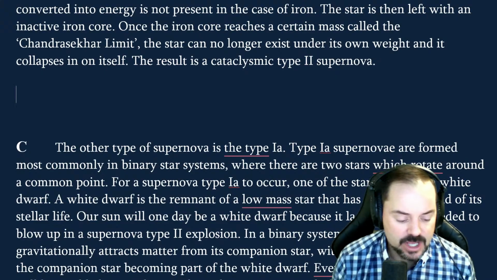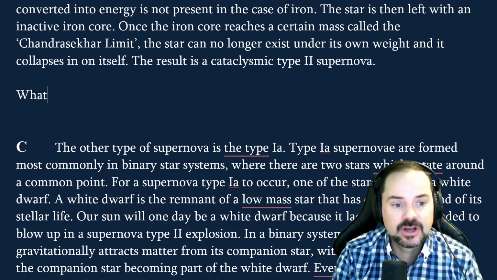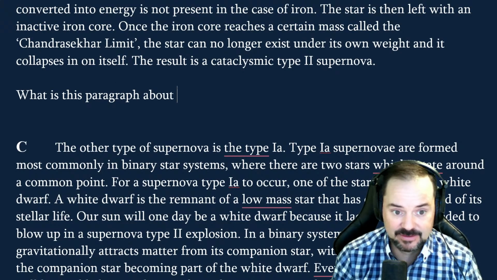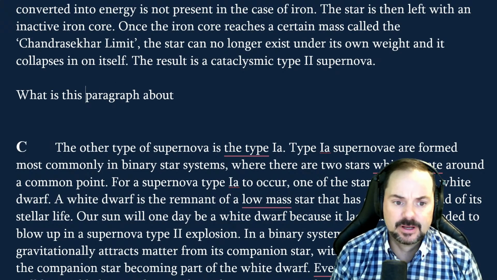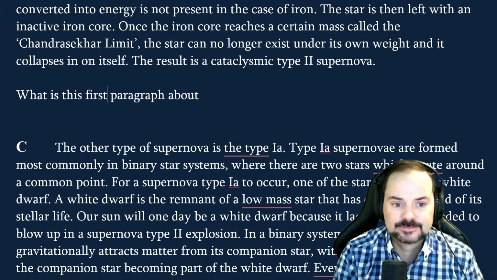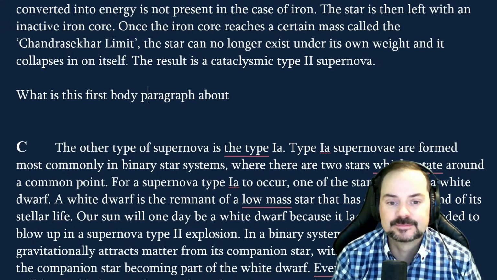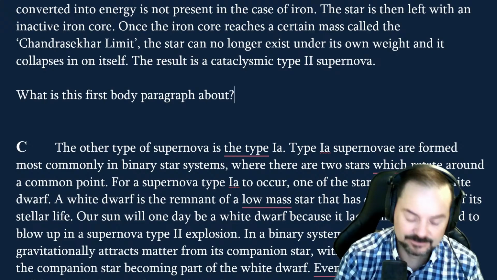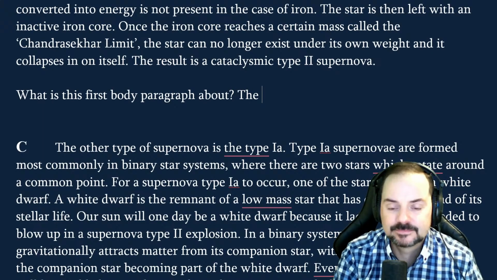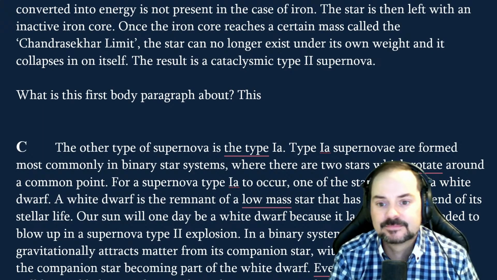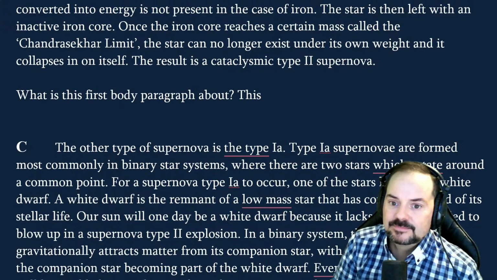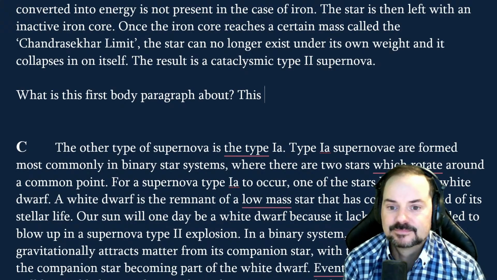Okay. All right. So here we want to ask, what is this paragraph about? So it's the first body paragraph. The paragraph talks about the process of making the type 1A star into the type 2. That is from the star, the dying star.